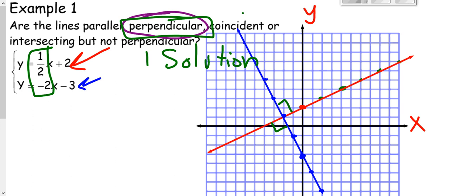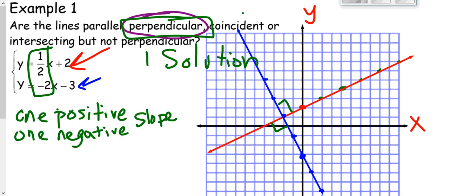What do you notice? Well, one thing I notice is that one is positive and one is negative. We have that positive 1/2, and we also have the negative 2. The other thing that I notice is I have this fraction 1/2.